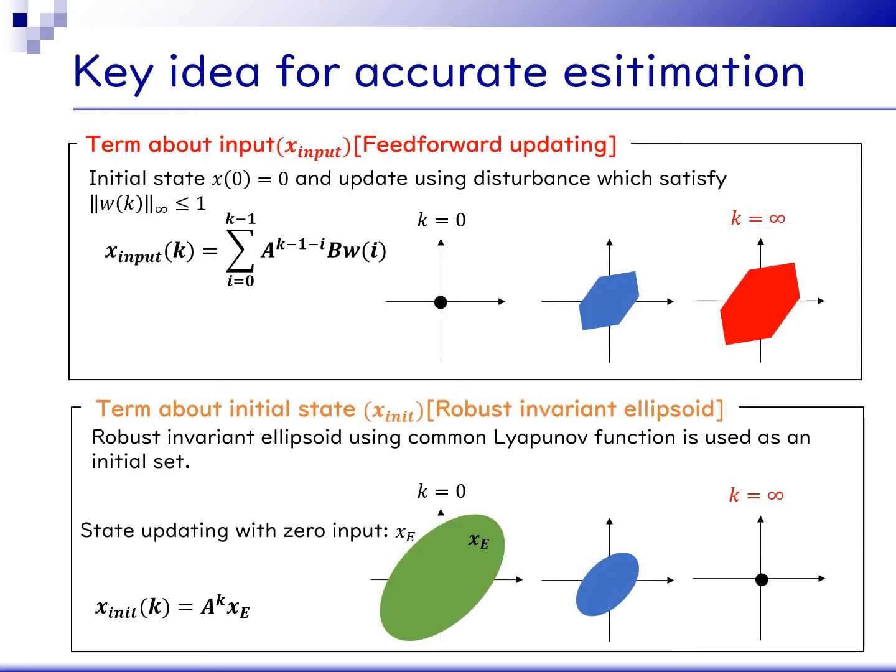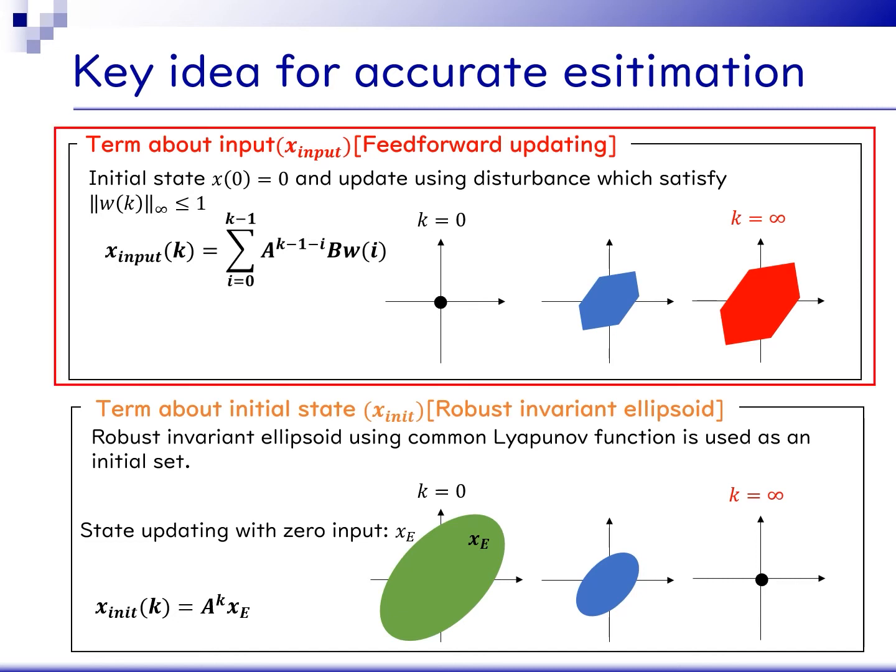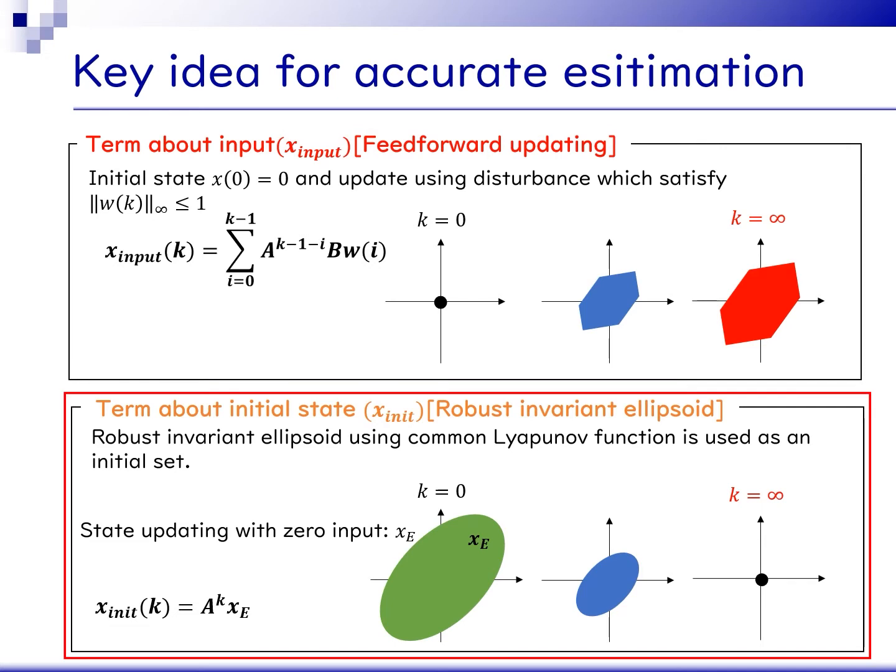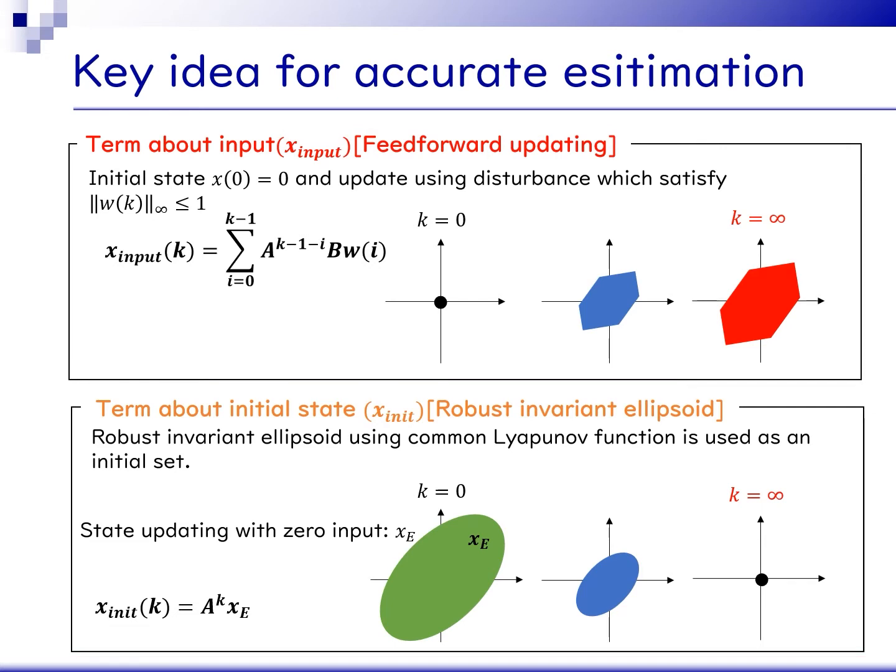The key idea for accurate estimation of the robust invariant set is shown in this slide. We consider two terms. One term is about input and another is about the initial state. We set the initial state x0 equal to 0 and update using disturbance which satisfies this equation. At the first step k equals 0, and the set becomes larger when k goes to infinity.